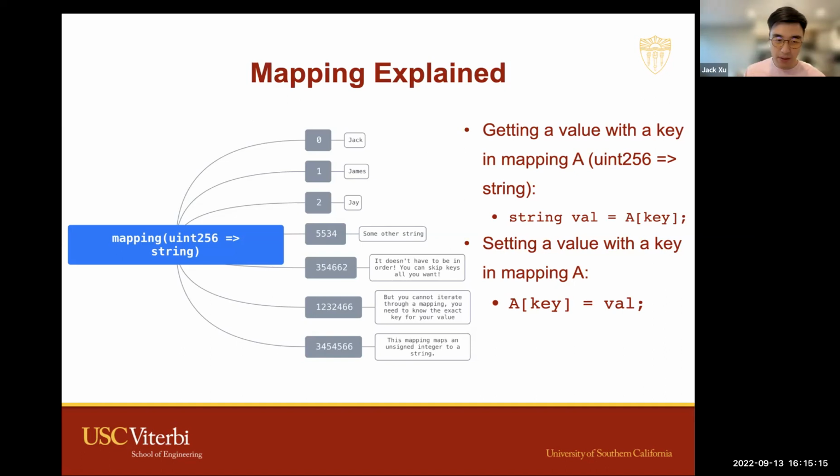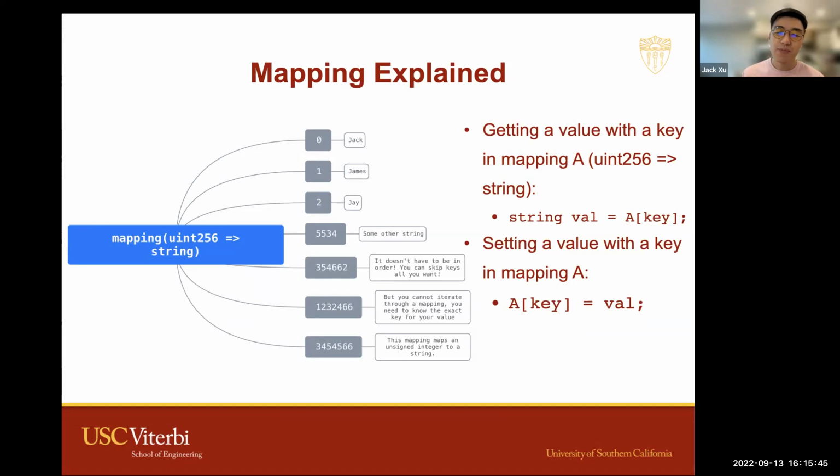In this case, we're trying to map a ITP-356 to a string. This is the case that we talked about with the student IDs. Let's say my ID is 0. My name, Jack, is associated with the ID 0, and ID 1 then points to James. So James has a student ID of 1, and 2 points to J. I don't know why I have names starting with J.